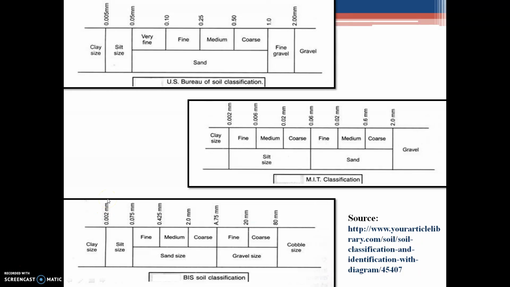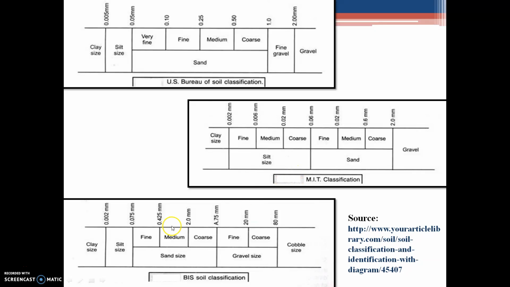So even though the classification is based on particle size, the differentiation between the two soil types is different for different systems. Means different particle sizes are used by the different systems for differentiating the soil types. Now, how can we use this system? For example, this BIS classification system for soil classification purpose.